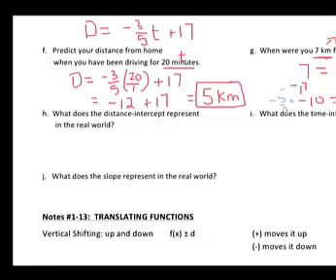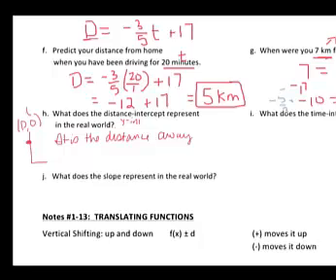Okay, in part H it says, what does the distance intercept represent in the real world? Well, our distance is our y, so they're really asking us what the y-intercept represents in the real world. So if you remember a graph, our distance is going to be up here somewhere. So what does that intercept represent? So if you remember, that's going to be the distance when the time is 0. So you just write that out. It is the distance away from home, and you can either say when the time is 0 or when I first start driving.